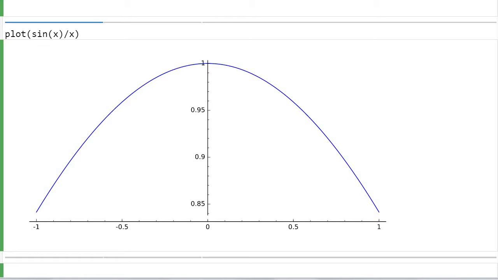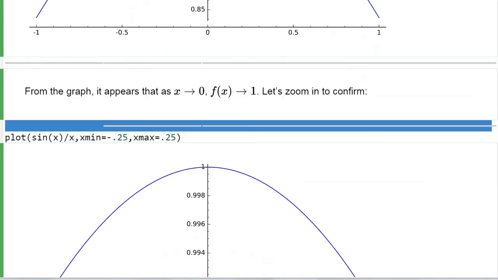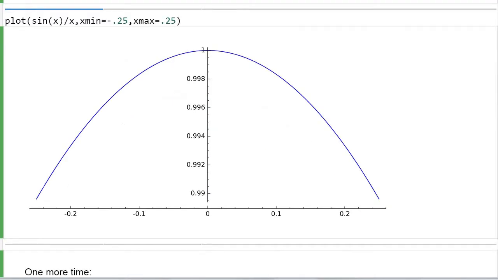So here's the graph, the default graph of this thing. And it looks like when x is near 0, the y values are near 1. Okay, so this graph, remember, should have a little hole right here, which Sage doesn't draw. I want to zoom in to confirm that this is indeed the case, so I got a little closer. Instead of -1 to 1 on the x-axis, I'm now -1/4 to 1/4.